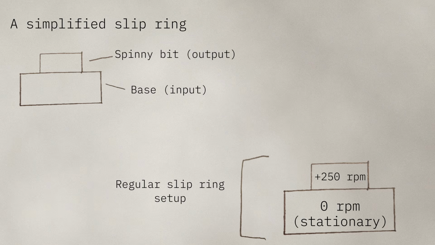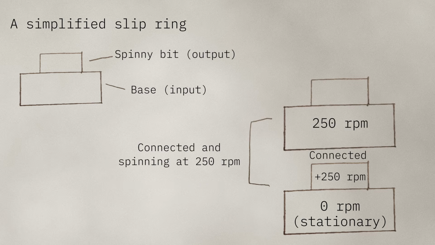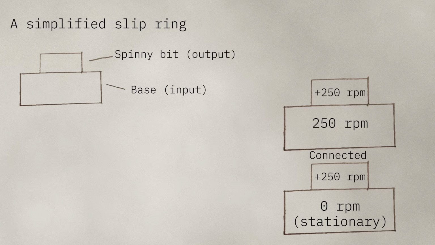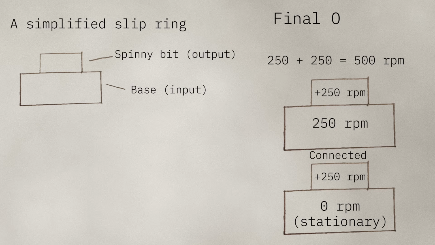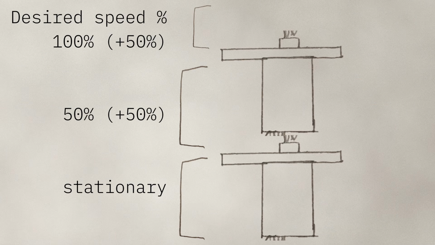The idea is to use the bottom slip ring like normal at 250 RPM, but connect its 250 RPM output wires directly to the base of the next one. This way, the entire slip ring on top has a static RPM of 250 without even doing anything. Now here's the trick. We can then spin the output of the top slip ring at 250 RPM relative to its base, but since its base is already spinning at 250 RPM, it'll actually be spinning at 500 RPM. This is kind of confusing, but this basically lets us split the rotation speed between the 2 slip rings.